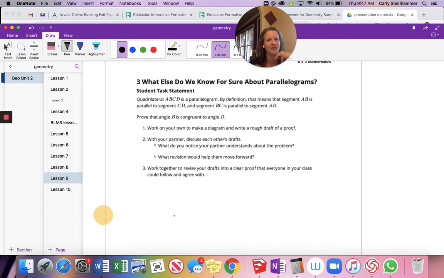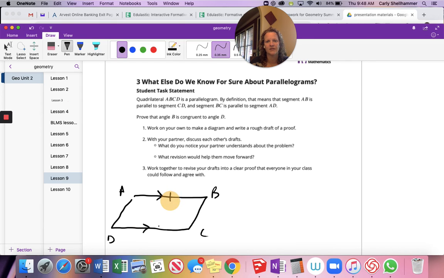Okay, we've talked about parallelograms a few times already. So let's look at this one. Quadrilateral ABCD is a parallelogram. So I'm going to mark it so. ABCD is a parallelogram, so we know that opposite sides are parallel and congruent. Oh, I need double tick. By definition, that means segment AB is parallel to segment CD, and segment BC is also parallel to segment AD. We also proved that the sides are congruent.